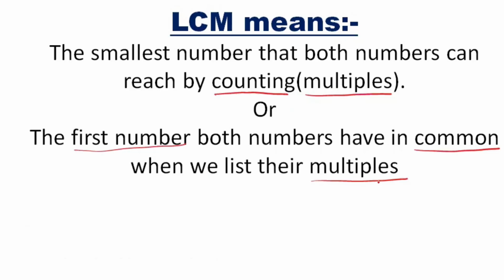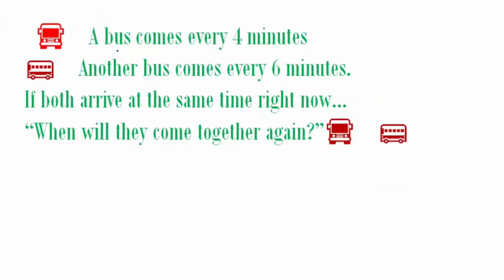So when we write the multiples of the numbers, we have to look for the first common number in both lists. That is called the least common multiple, that is LCM. Now we understand what LCM is. Now let's solve our bus problem. The first bus arrives every 4 minutes and another bus comes every 6 minutes. So first we have to take the multiples of 4 and 6.